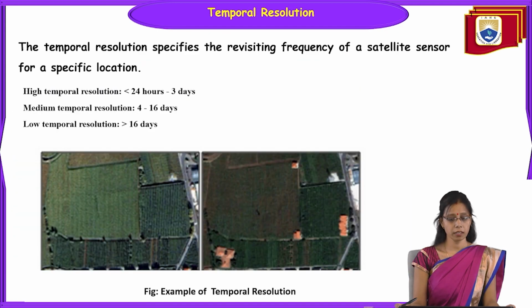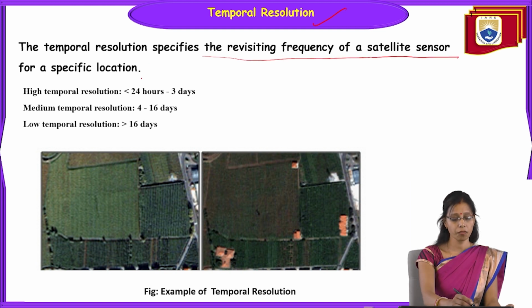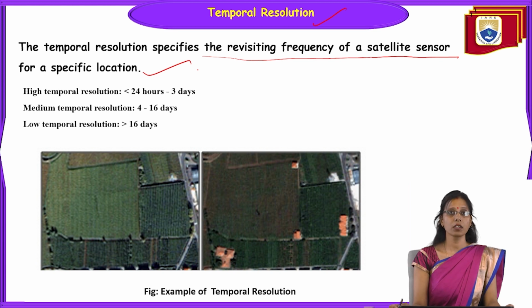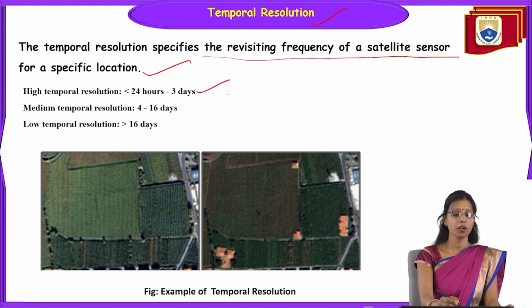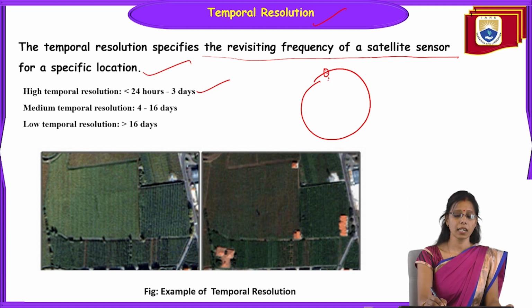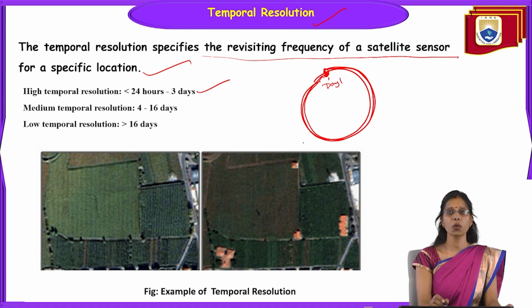Okay, so next is temporal resolution. Temporal resolution specifies the revisiting frequency of the satellite sensor for a specific location. High temporal resolution means less than 24 hours to 3 days. Temporal resolution means, suppose this is the orbit and here is the satellite. When the satellite starts on day 1, while rotating, in how many days will it come back to its position? So this is its position. In how many days it will rotate and come back to its position is called temporal resolution.